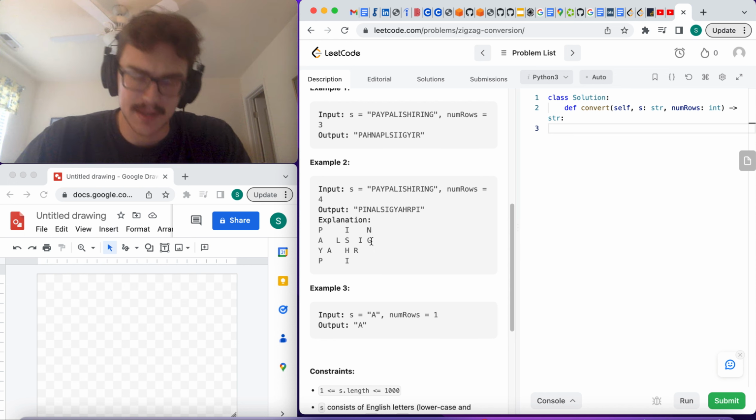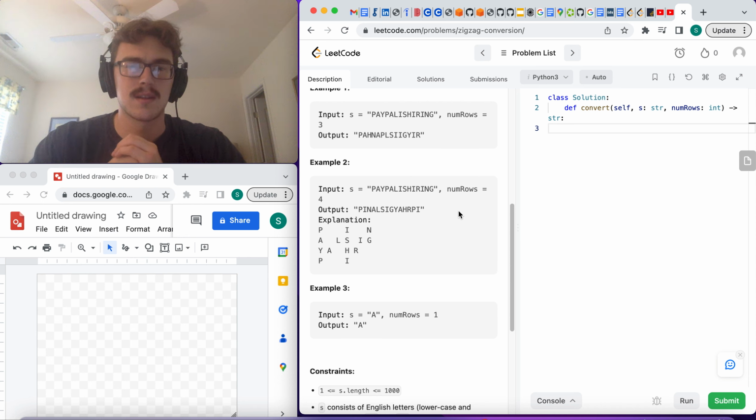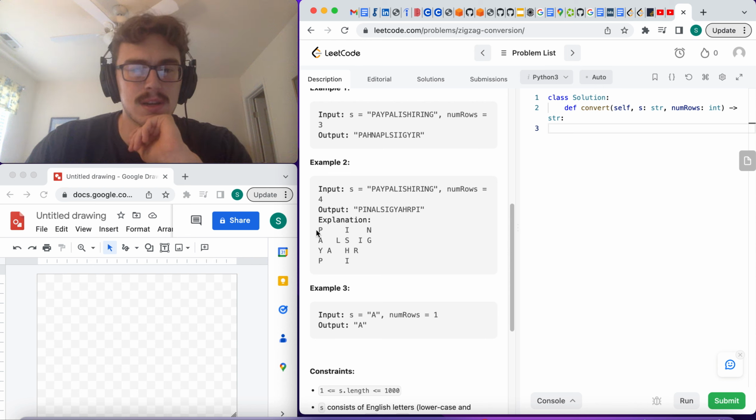So basically, we can write that as the number of rows, so in this case 4, minus 1, times 2. So that's the mathematical relationship between these 3. So in this case, number of rows minus 1 is 3, times 2 is 6. And we saw that there's a difference of 6 in the index between these 3 characters here.